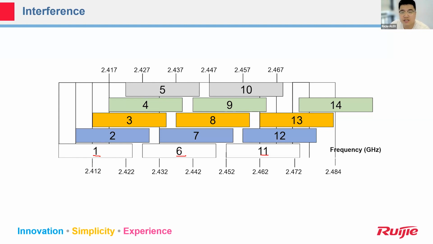And channel 2, channel 7, channel 12 is the same. Channel 3, channel 8, channel 13 is also the same. So here I think you can get an idea. In a real network, there could be a lot of APs, and if all these APs are using the 2.4 gigahertz band, it's possible that some of them are using the same channel, or using channels that will interfere with each other. For example, some of the APs are using channel 1, while some others are using channel 3. There could be some interference.